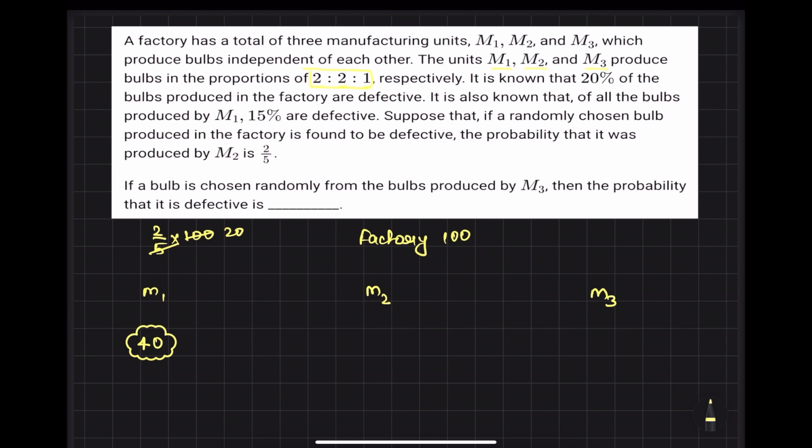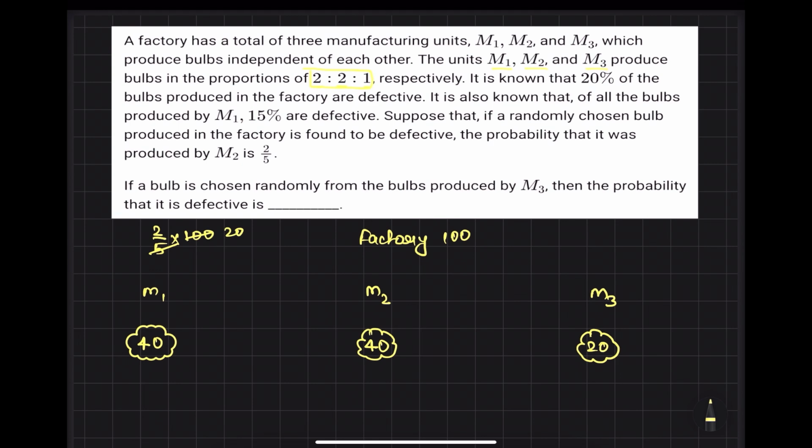Now M2 also has the same 2 by 5, so again it is 40 bulbs. And then we will have 20. So M3 is producing 20 bulbs. I hope till this part you guys are okay.